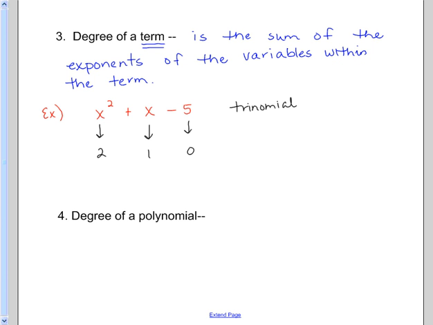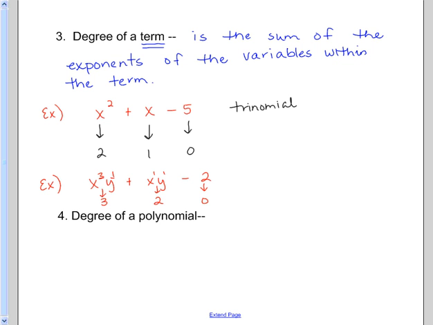Okay, so if I have a polynomial that has more than one variable, let's say we have x squared y plus xy minus 2. It's still a trinomial, but because I have 2 different variables, I'm going to add the exponents of those variables. So x has an exponent of 2, y of 1, add them together, and that would be a degree of 3. Okay, xy, 1 plus 1, so that term would have a degree of 2. And then again, the constant would have a degree of 0.